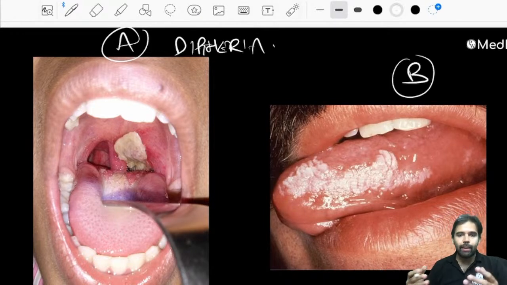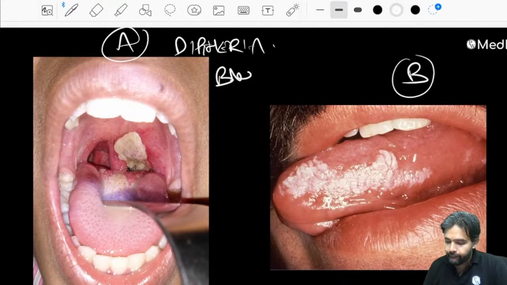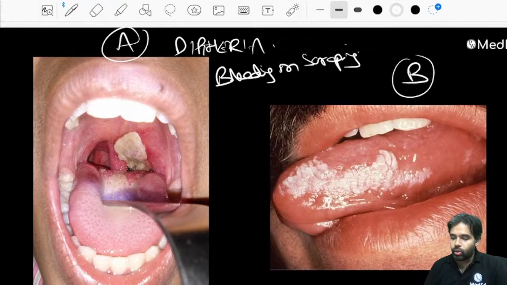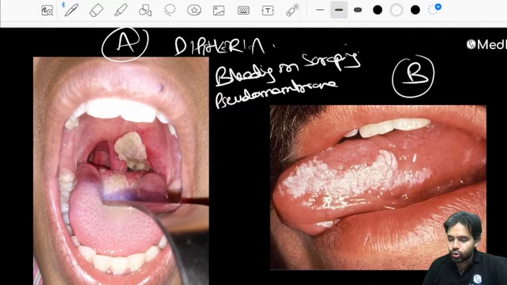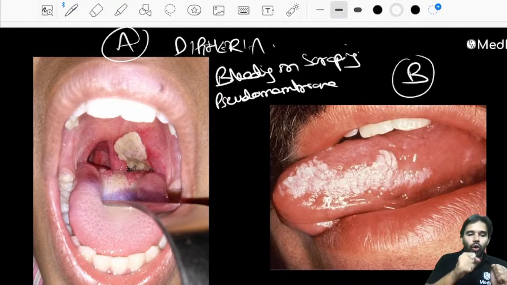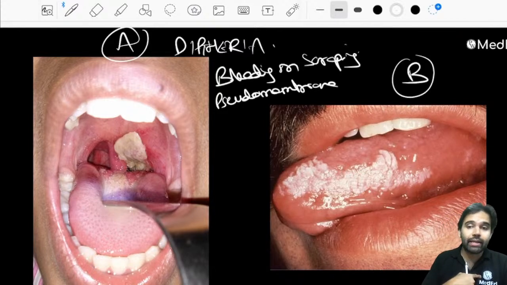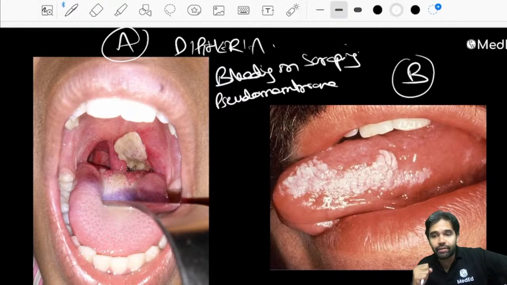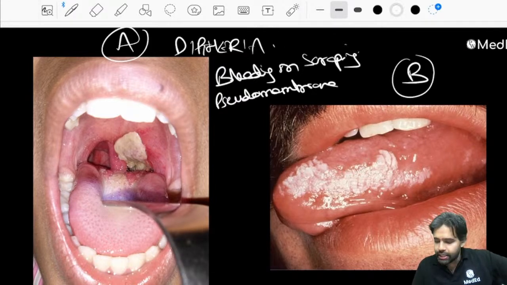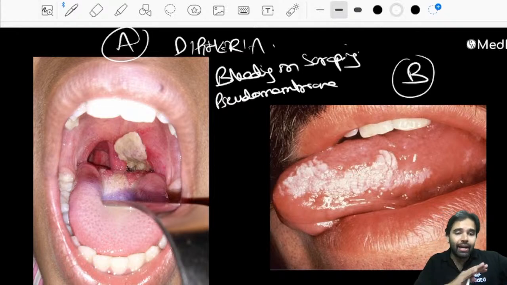Okay, and you cannot scrape it out, you'll cause a raw surface and bleeding, so there will be bleeding on scraping. It is a pseudomembrane, but it still bleeds on taking it out. All right, so diphtheria antitoxin has to be given. Myocarditis is an important complication, so the child should not exert themselves for a few months, otherwise they can have a sudden cardiac event.